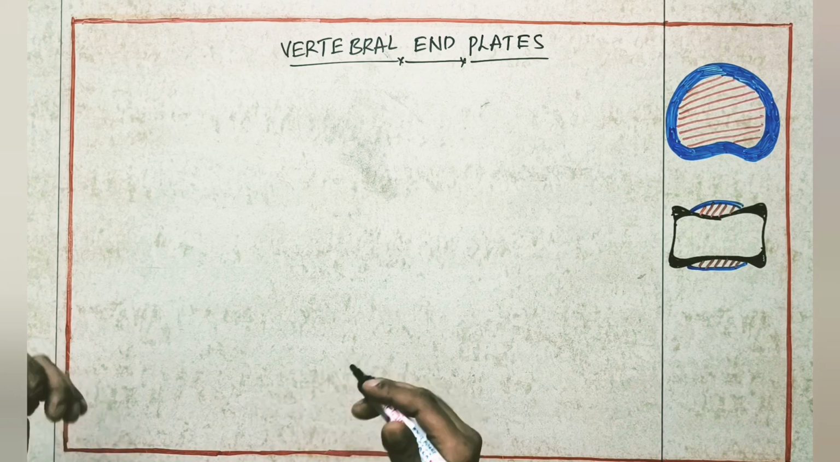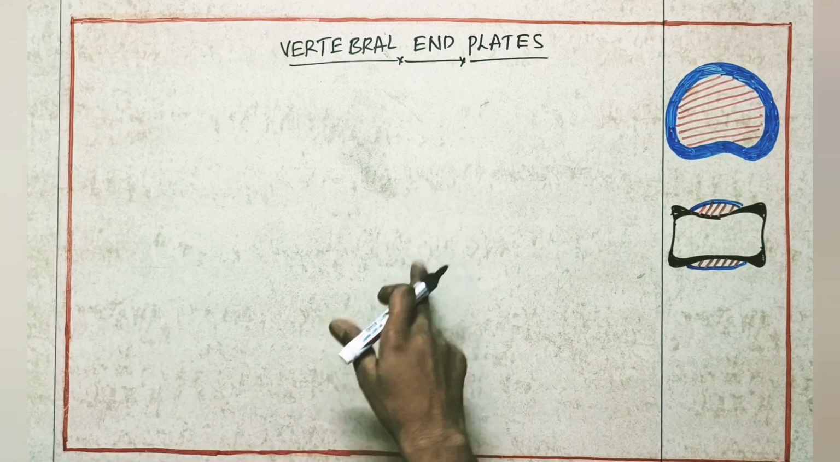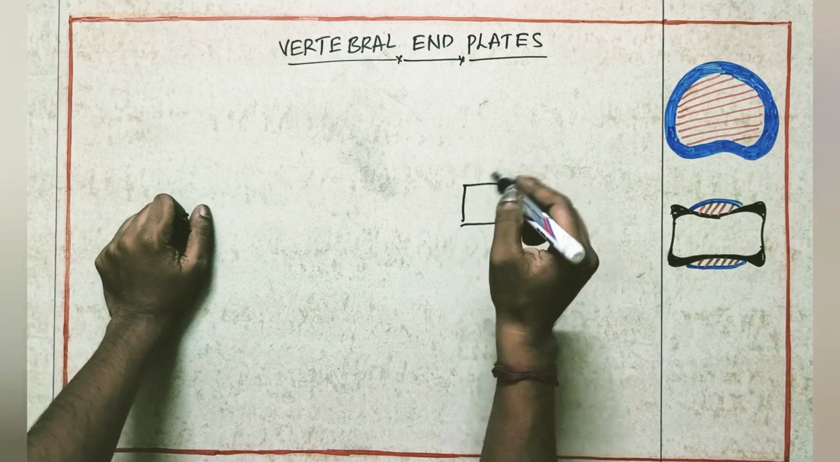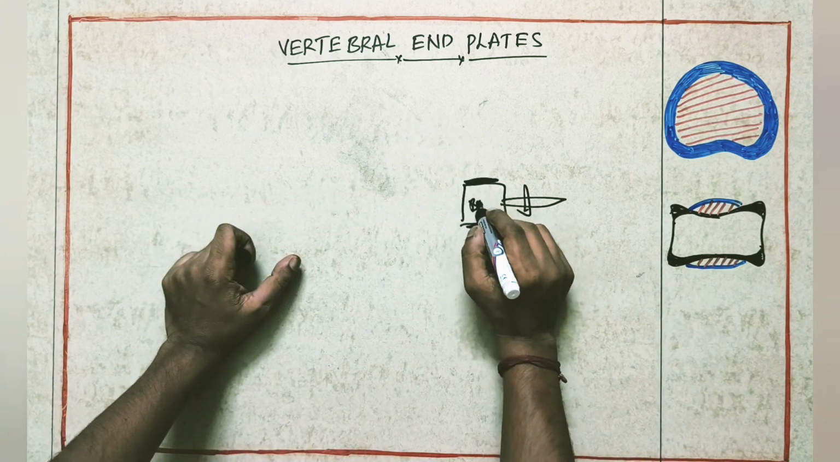Vertebral end plates are a thin layer of cartilage that covers the superior and inferior surfaces of the vertebral body. Suppose you take one vertebral body like this: it is a thin layer of cartilage present over the superior and inferior surface of the body of the vertebra.